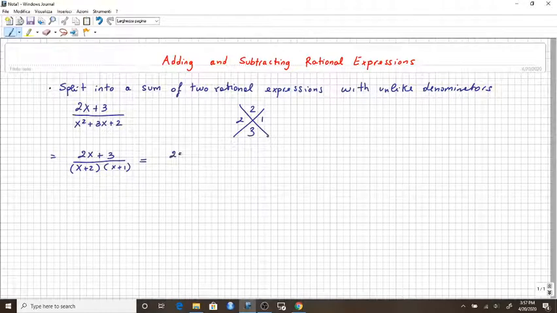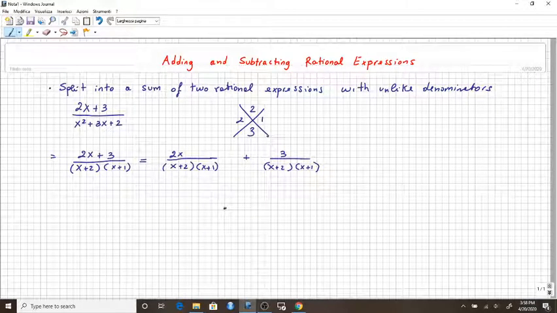Now, let me split it first with the same denominator. So now I can write this as 2x divided by x plus 2 divided by x plus 1 also, plus 3 divided by x plus 2 divided by x plus 1. Okay? Alright. So, what can we do to rewrite this in terms of two rational expressions that have two different denominators?